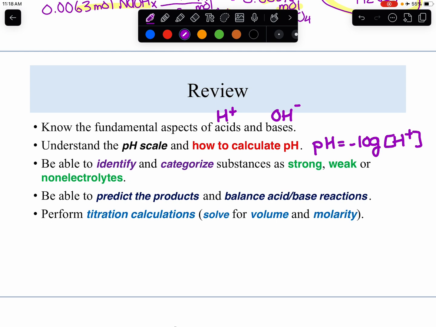I'm not going to have you categorize them as strong, weak, or non. I just want to categorize the qualities. I told you dissociation and conductivity, okay? So we are going to have to work on predicting products of double displacement reactions. So you're going to want to go ahead and look at that. I know we call them acids and bases, but I just like to think of them as double displacement.